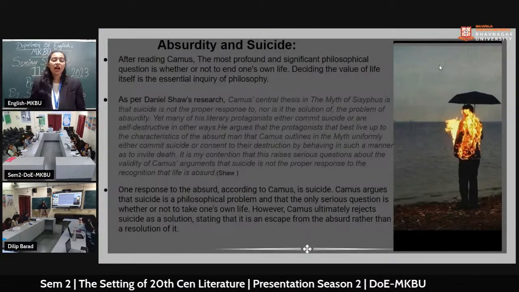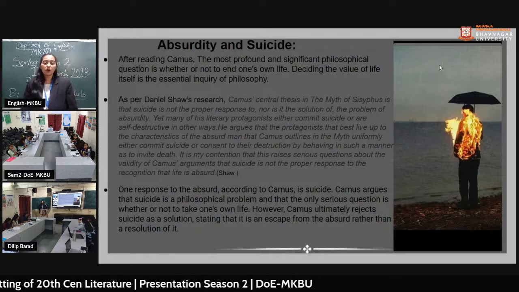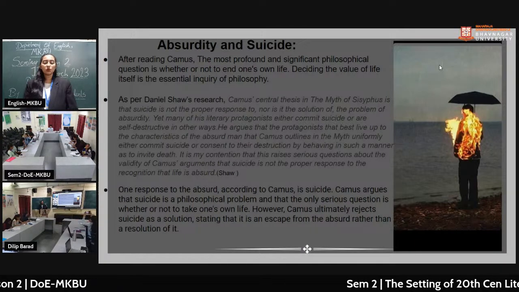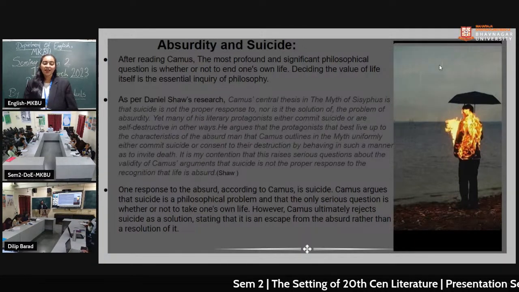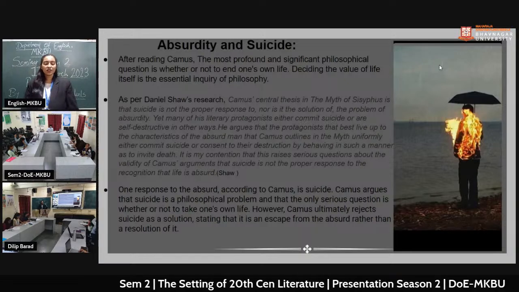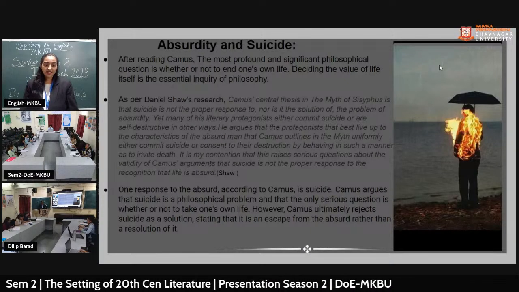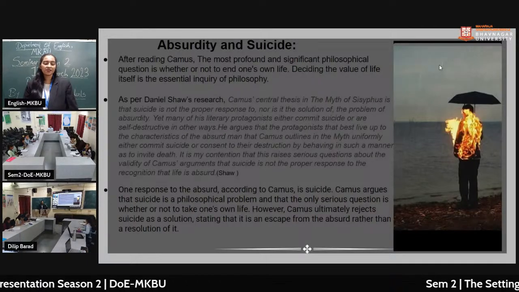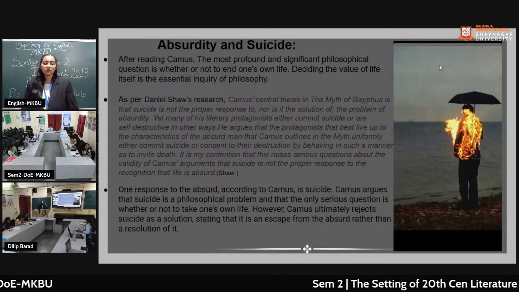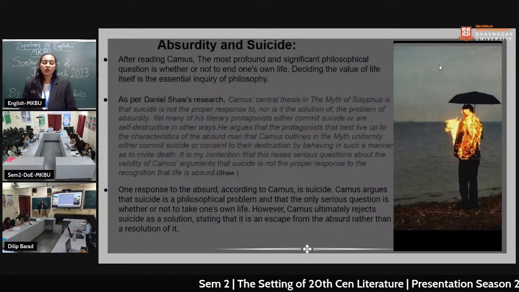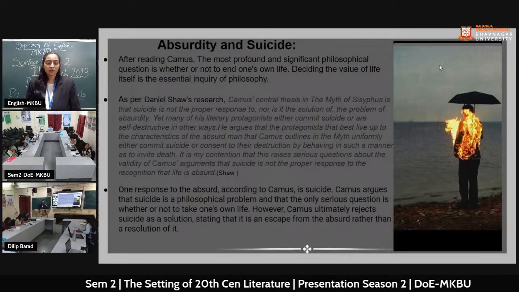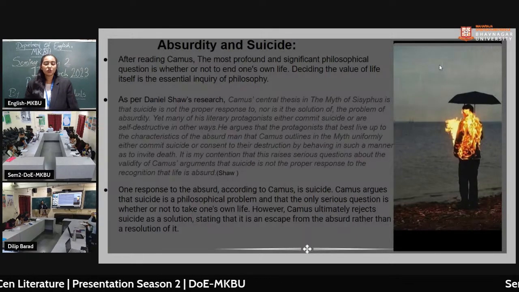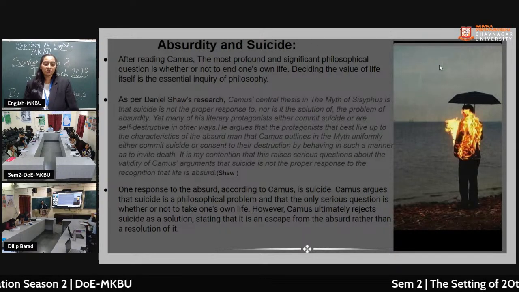Absurdity and suicide. After reading Camus, the most profound and significant philosophical question is whether or not to end one's own life. Deciding the value of life itself is the essential inquiry of philosophy. As per Daniel Shaw's research, Camus' central thesis in The Myth of Sisyphus is that suicide is not the proper response to, nor the solution of, the problem of absurdity. Yet many of his literary protagonists either commit suicide or are self-destructive in other ways.